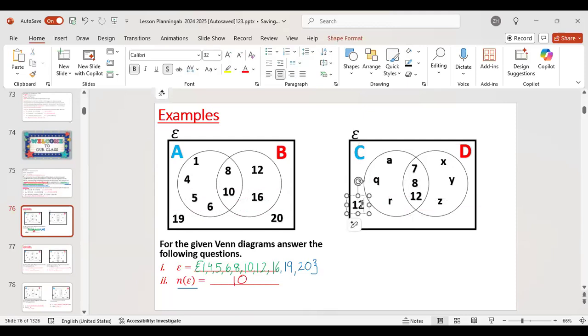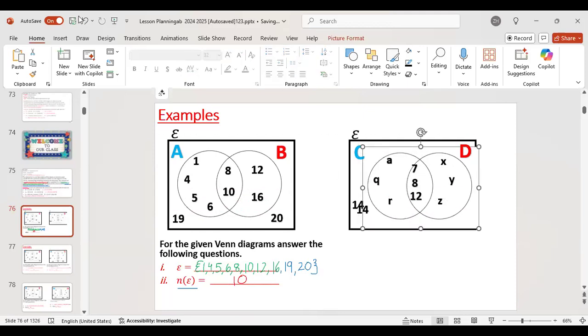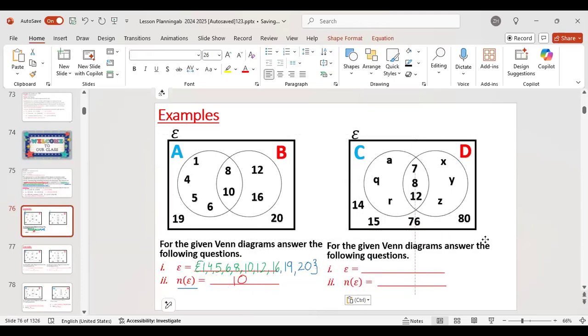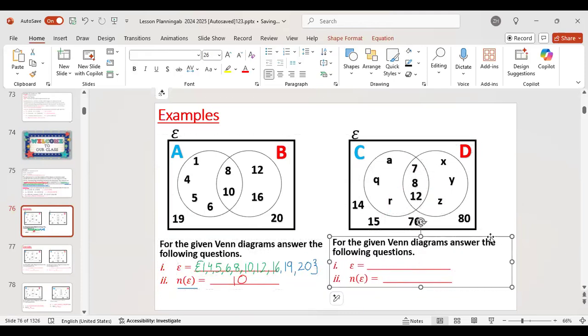So it's going to be 14, 15, 76, and 80. Okay. And so what we want to do is figure out what is in the universal set and what is going to be the number of elements in the universal set. There's going to be a long one, so we will extend this.